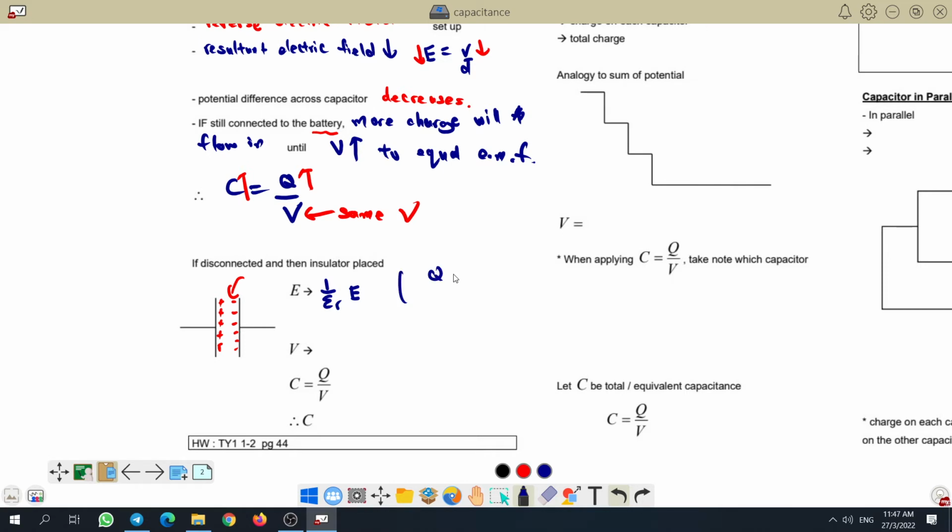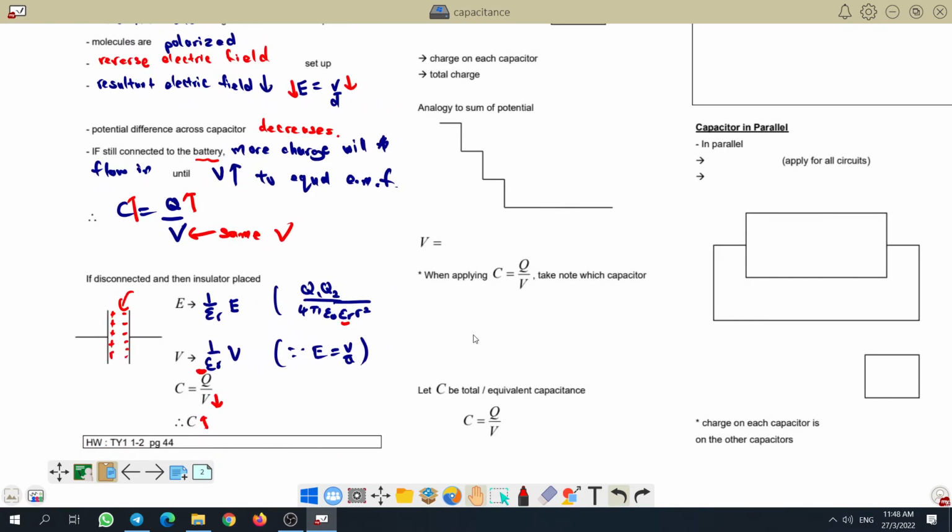Remember Coulomb's law? QQ over 4 pi epsilon naught epsilon R r square kan? So, kalau insulator E nya akan decrease, so V nya pun decrease by the same factor, right? Because E equals to V over d. So bermaksud Q cannot flow anywhere, tetapi V decreases, so C increases. Okay, so this is to explain why the dielectric work.